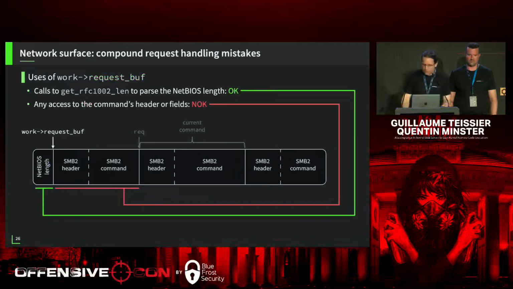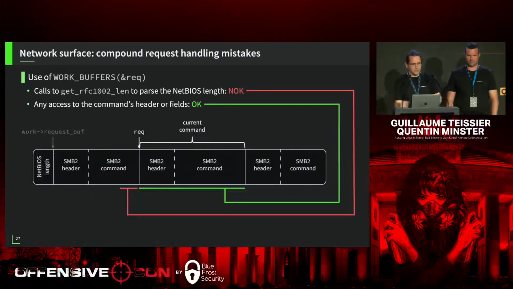Right, so what are the mistakes that we should look out for in KSMBD code? Well, if you start grepping for request_buf, if you see that it's calling get_rfc1002_len with that pointer, that's fine. It's just fetching the NetBIOS length. If you see that it's trying to access command fields through that pointer, this is not so good. And conversely, when you grep for req, it's always named req in KSMBD. That's very convenient. And if you see that pointer to the current command being used with get_rfc1002_len to pass the NetBIOS length, this shouldn't work. So this is usually a very bad sign in the code. But if you just access command fields through that pointer, it's fine.